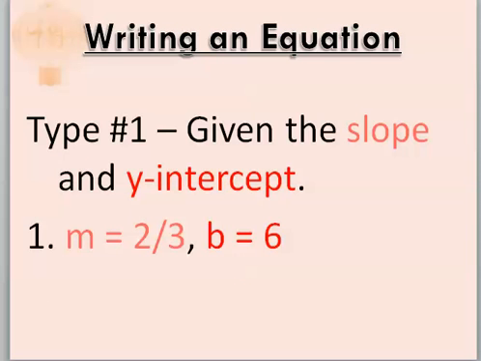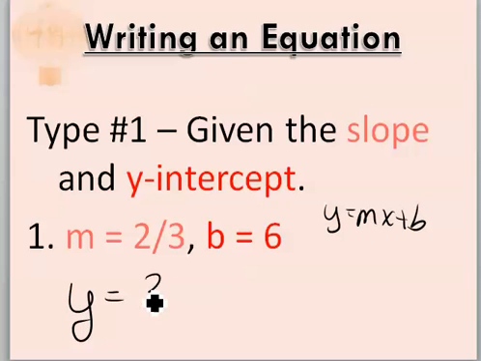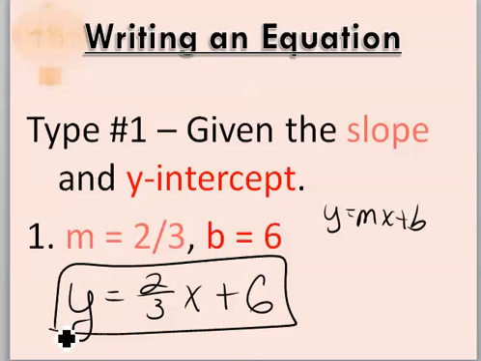The first type, we're going to give you the slope and give you the y-intercept, and you're going to plug those in for y equals mx plus b. So I'm going to start y equals m, my slope is 2/3, times x, plus b, my y-intercept, is 6. All of your final answers for equations of lines must have the letter y, the letter x, a slope, and an intercept.